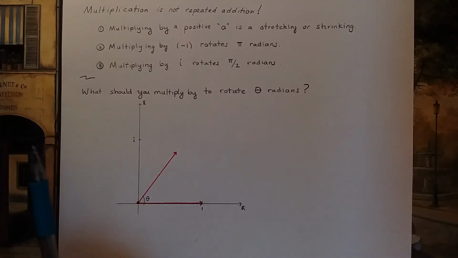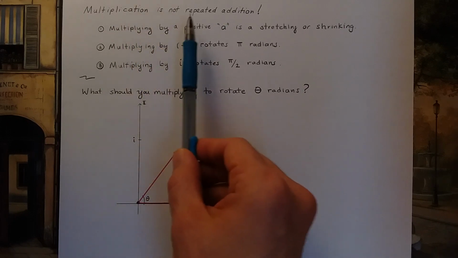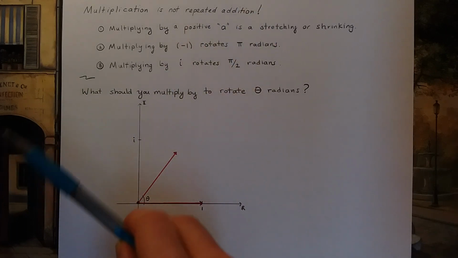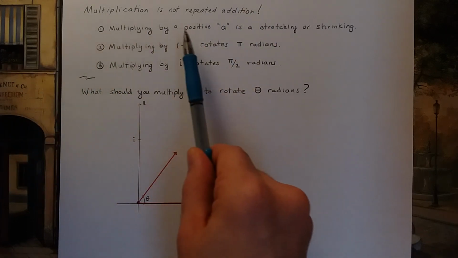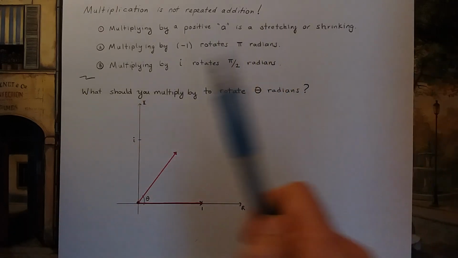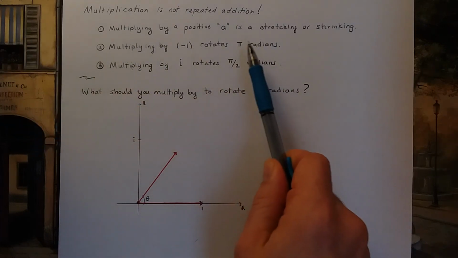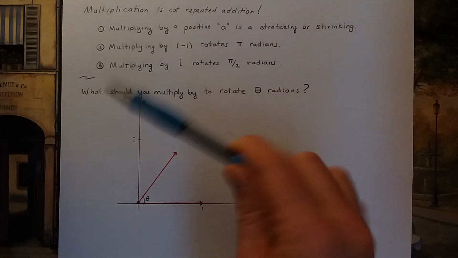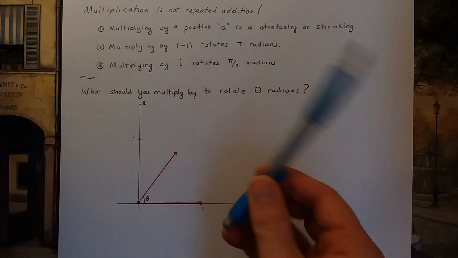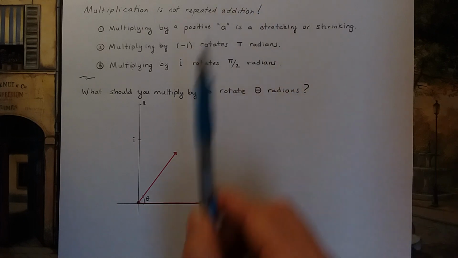So our last video discussed multiplication. In our last video, we saw that it actually was not repeated addition. So we thought about multiplication in a way that's maybe new for some of you. It turned out that multiplication by a positive number was a stretching or a shrinking, a scaling. Multiplication by a negative number rotates pi radians, that's 180 degrees, and we always rotate counterclockwise. If you multiply by i, then you're rotating 90 degrees or pi over 2 radians and going in the complex direction.